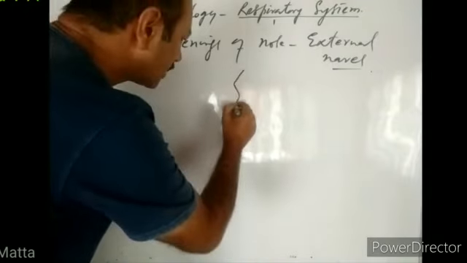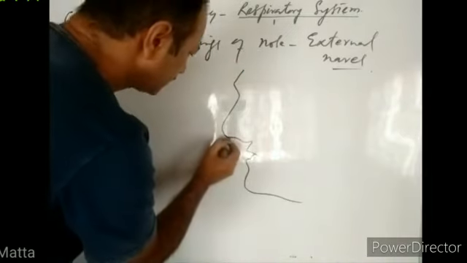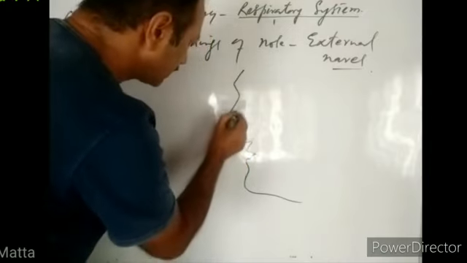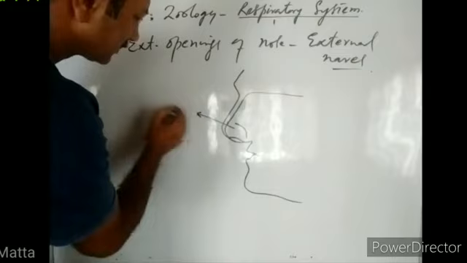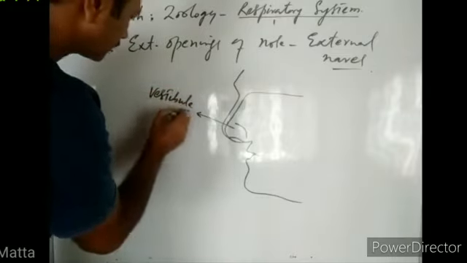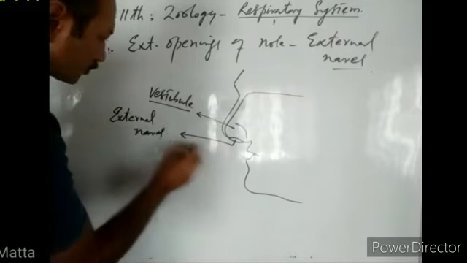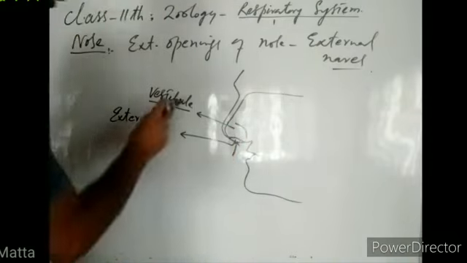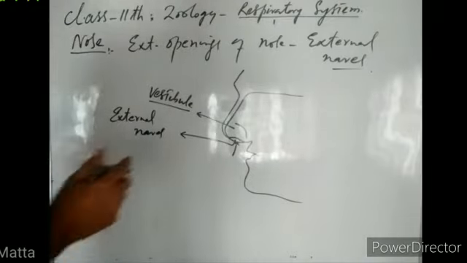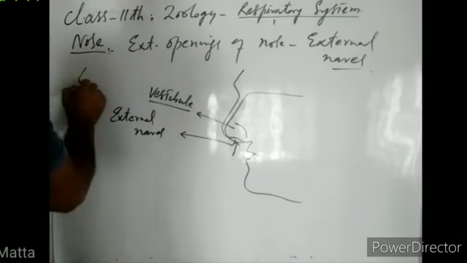Then this nose opens into a short and broad chamber. These are the external nares here, and they open into a short and broad chamber, which is visible externally as well. This is known as the vestibule of the nose. The inner surface of this vestibule is lined with nasal hairs.